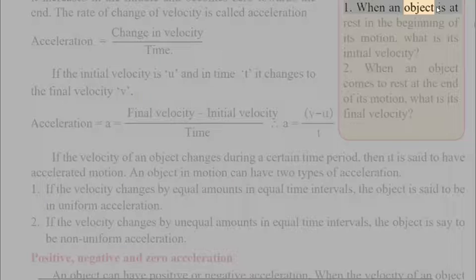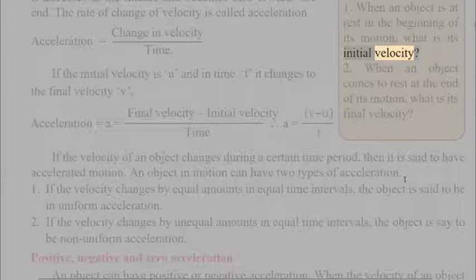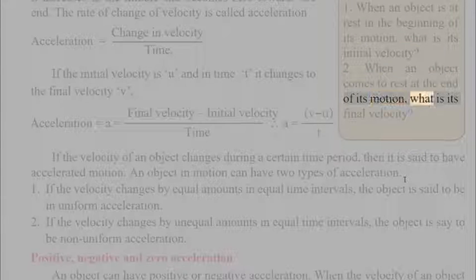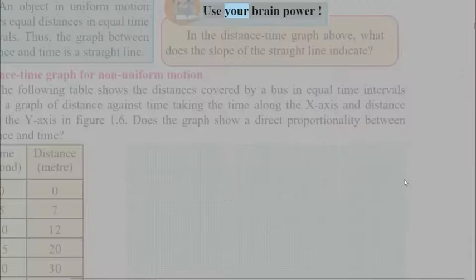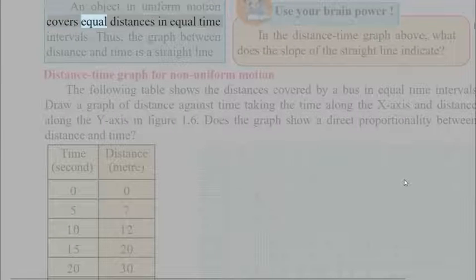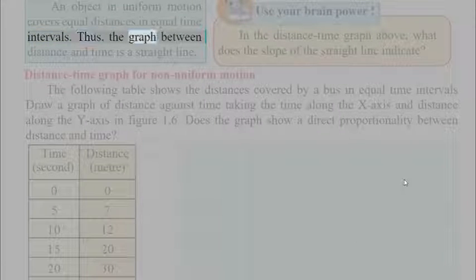1. When an object is at rest in the beginning of its motion, what is its initial velocity? 2. When an object comes to rest at the end of its motion, what is its final velocity? Use your brain power. An object in uniform motion covers equal distances in equal time intervals. Thus, the graph between distance and time is a straight line.